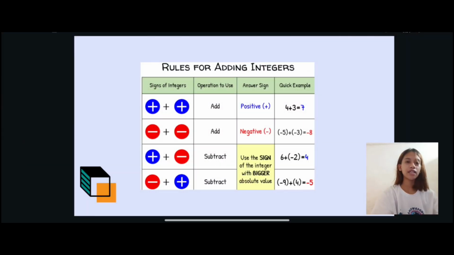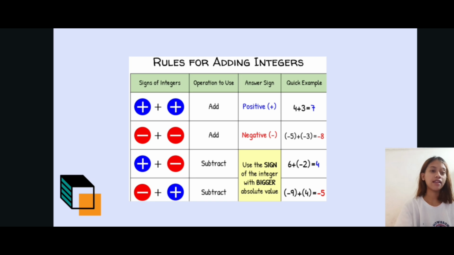So let's now proceed to the rules for adding integers. When the sign of two integers is both positive, you're going to add the numbers, and the answer would be positive. So for example, 4 plus 3 equals 7. As indicated, they are both positive, so the answer would be positive.